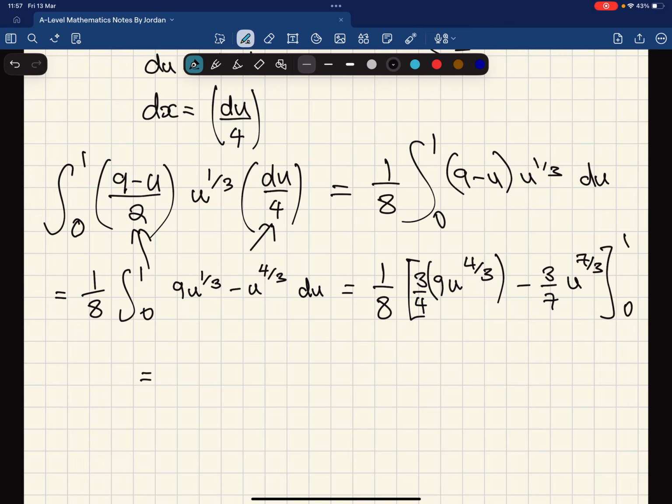Brilliant. So I'm just going to put this through now because I think it's easier. 3 times 9 is 27, over 4. Then we've got u to the 4/3. Take away 3/7 u to the 7/3.